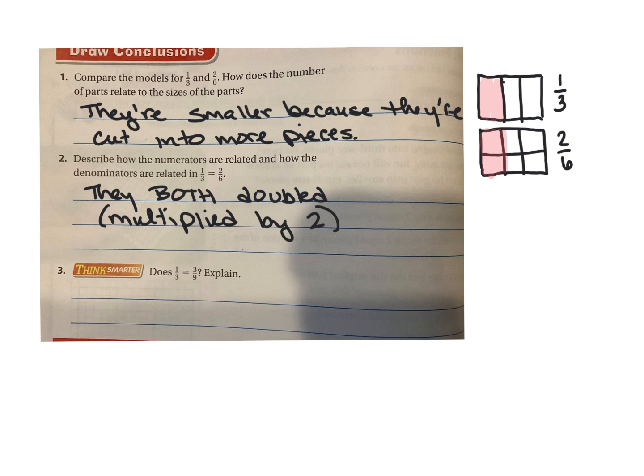Does 1/3 equal 3/9? Well, what do I multiply by 1 in order to get it to become a 3? I would multiply it by 3, right? If I multiply 3 times 3, does that equal 9? Yes. So as long as I multiplied them both by the same thing, the numerator by the same thing as the denominator, I'm going to remain with an equivalent fraction.